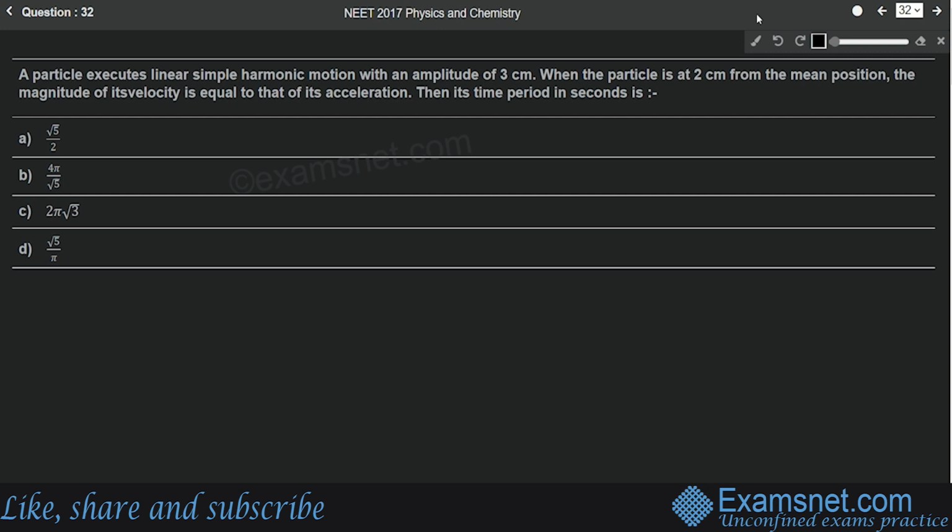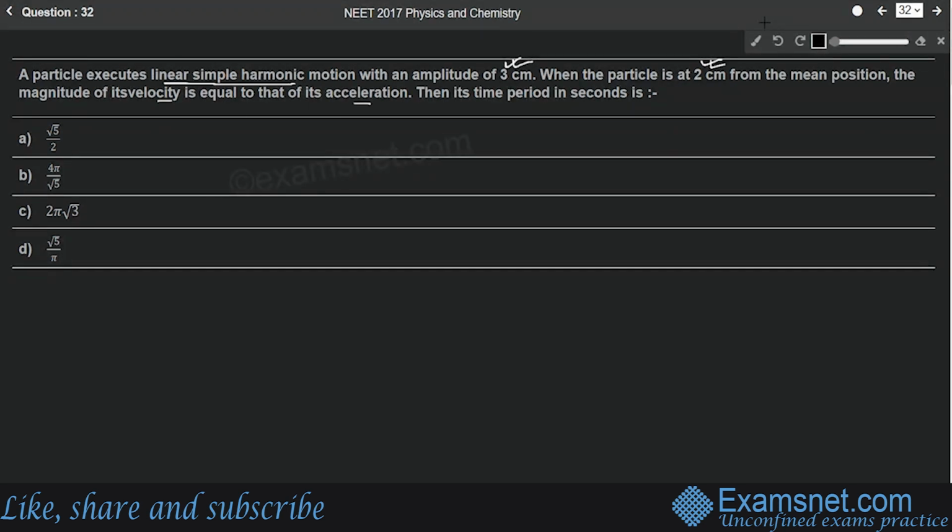Question number 32 is from simple harmonic motion, and the question is a particle executes linear simple harmonic motion with an amplitude of 3 centimeter. When the particle is at 2 centimeter from the mean position, the magnitude of its velocity is equal to that of its acceleration. Then its time period in seconds is.